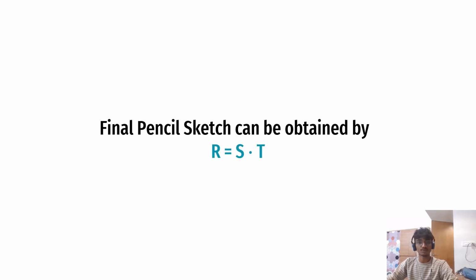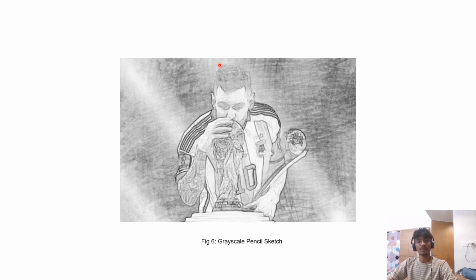Next, we have post processing, where the final pencil sketch can be obtained by this equation, which is right on your screen. That is, R is equal to S dot T. Here, what are R, S, and T? S stands for pencil strokes, and T stands for tonal texture. Next, this is the final image that we get after rendering all the processes and post-processing our toned image. Next, I would like to call Govind to continue the presentation.